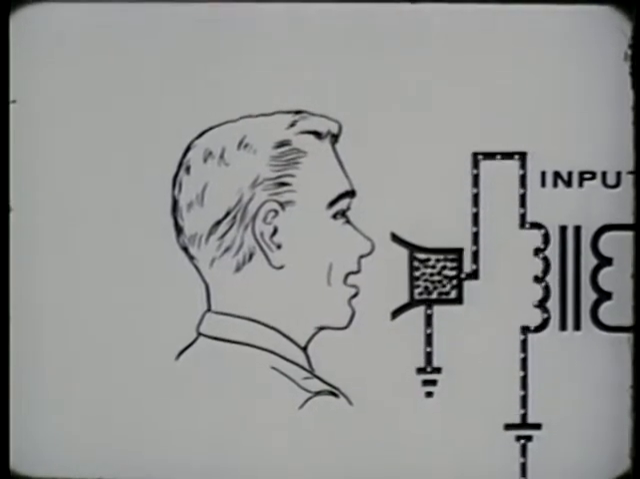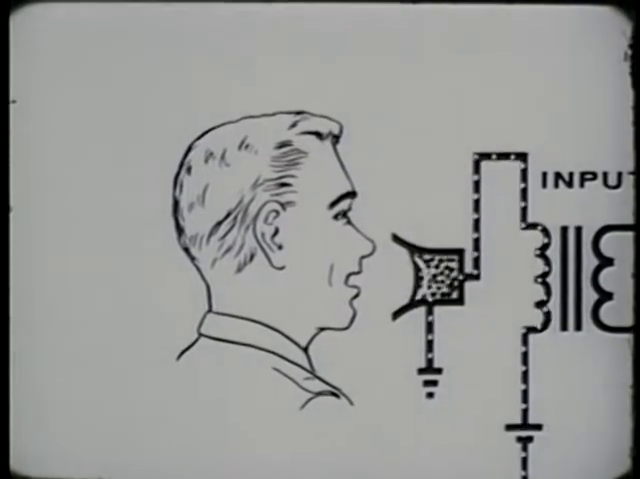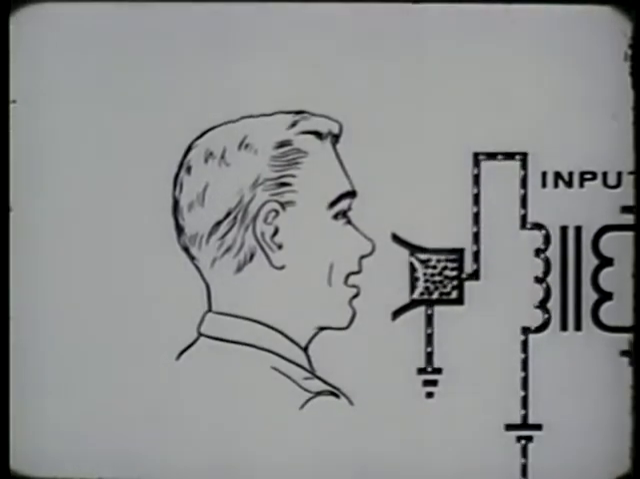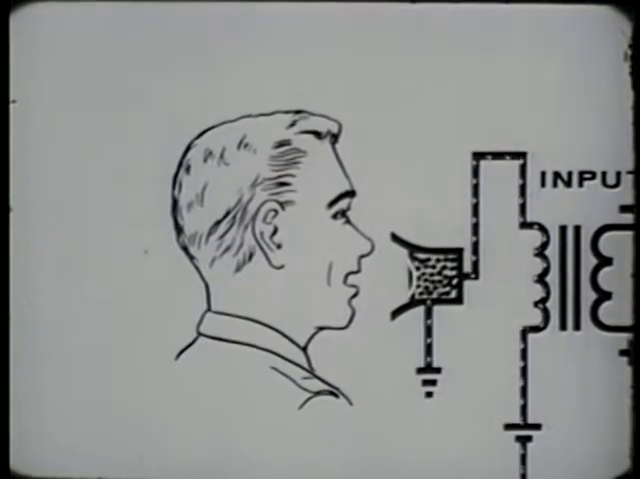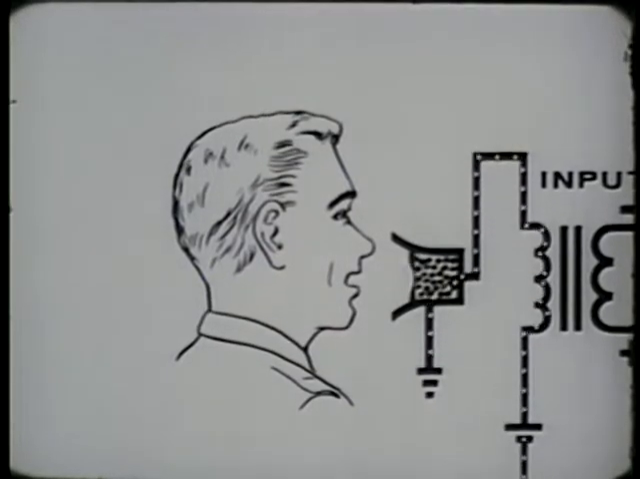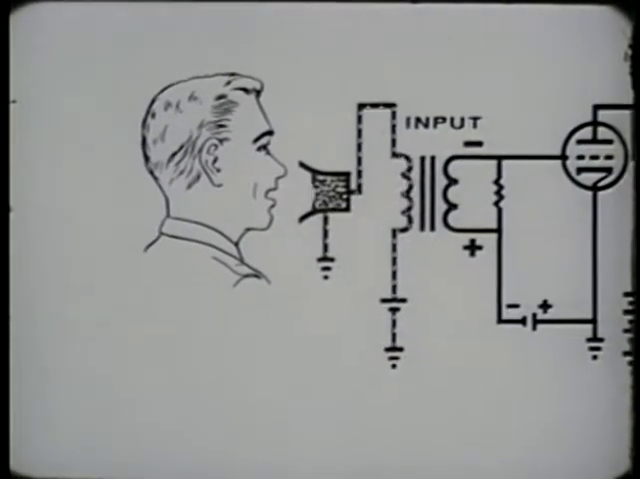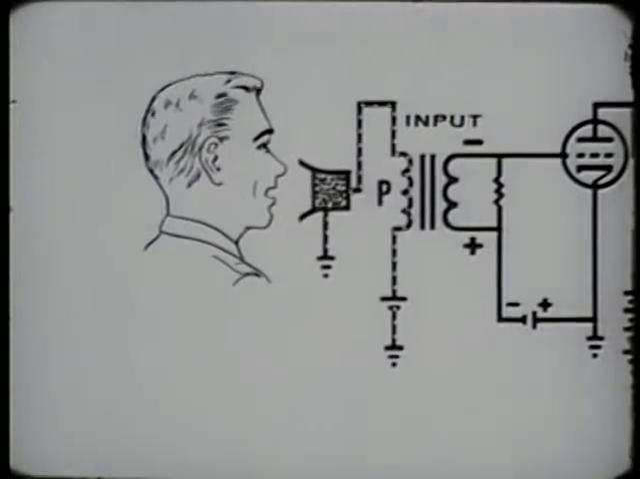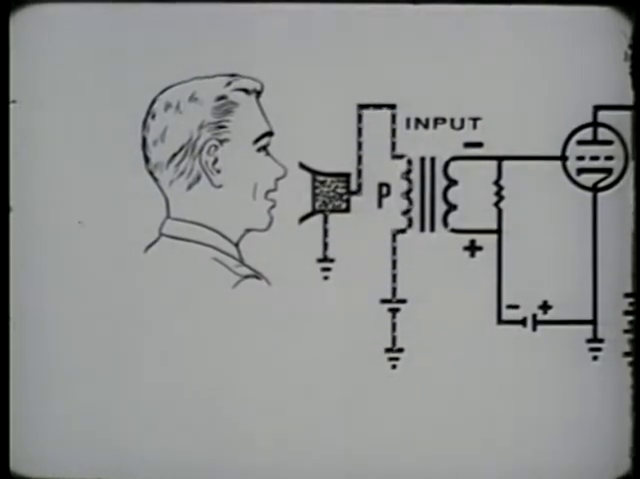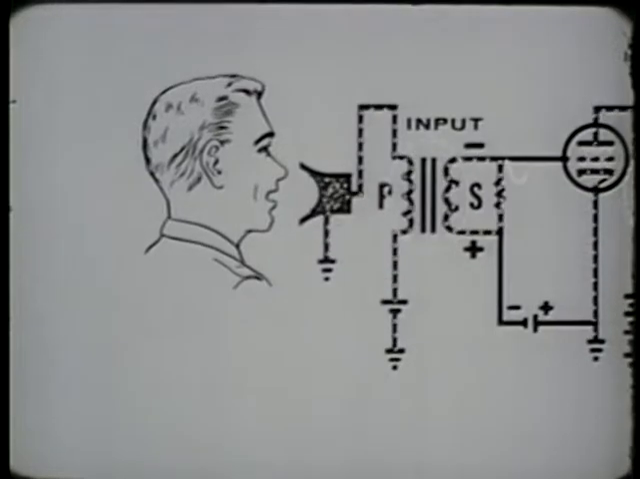This vibration in a carbon microphone causes the diaphragm to first compress and then release the carbon granules in accordance with the pressure of the sound waves. This varies the resistance of the microphone element, which in turn causes more or less current to flow in the external circuit. The changing current in passing through the primary of a transformer sets up a changing magnetic field, which induces a voltage into the secondary. This electrical energy must be amplified before it can be reconverted into sound.